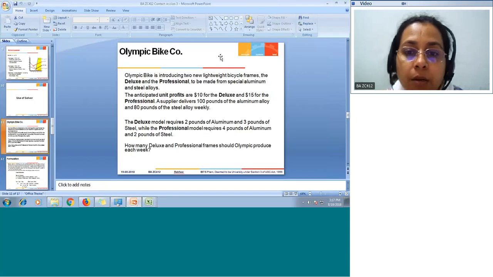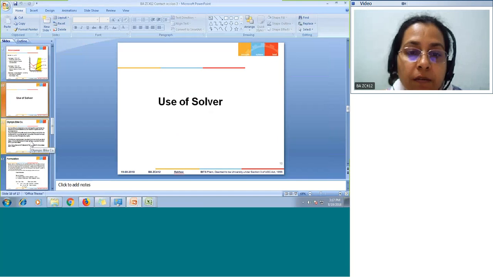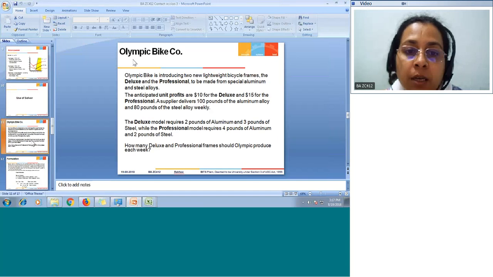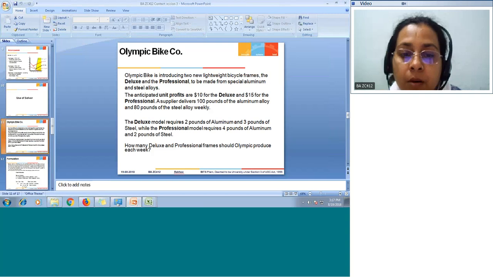And so we have done this part on the use of solver for sensitivity. Now we'll do this problem of the bike company.